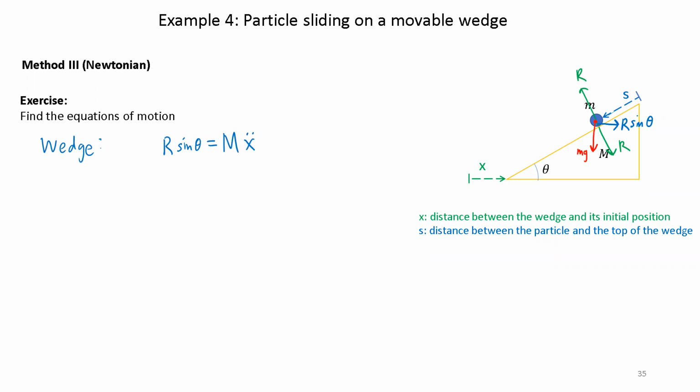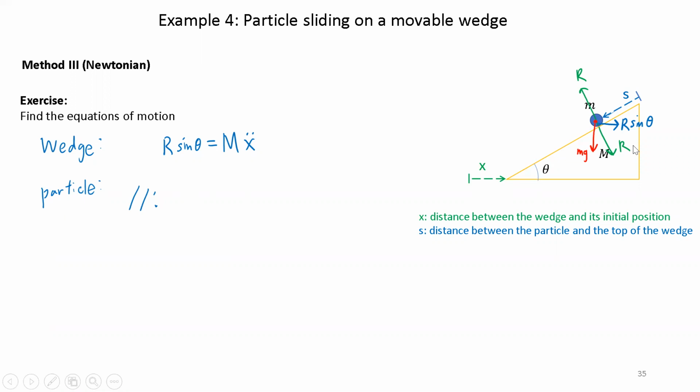Then the other one, of course, is for the particle. So for the particle, we are again going to look at two directions, not horizontal and vertical, but instead the one that is parallel to the surface of the wedge and the one perpendicular to the surface of the wedge. So first, let's look at the parallel.